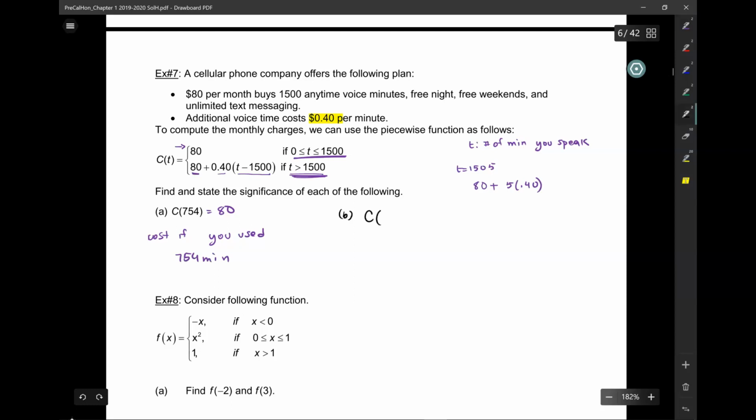So here is another question for you, part B. How much would C of 2,000 be? Where would you plug it in? The bottom, exactly. 80 plus 0.4 times 2,000 minus 1,500, and it turns out to be $280 for that month, man. Okay? That's a lot of money. You have no idea how costly it was.